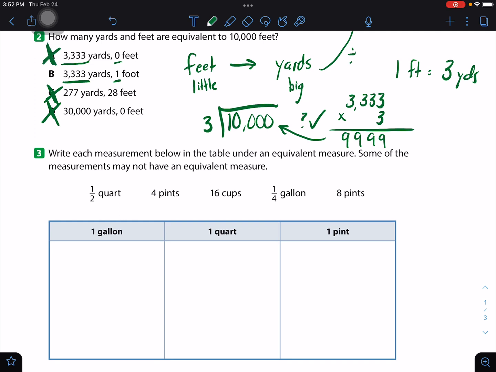So it can't just be 3,333. I need to add one more, which means that this B is my answer. Not bad. All right, let's take a look at the next question.